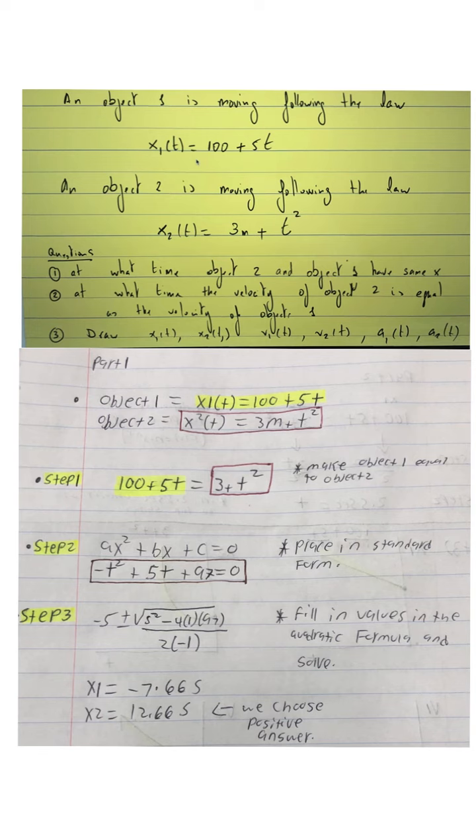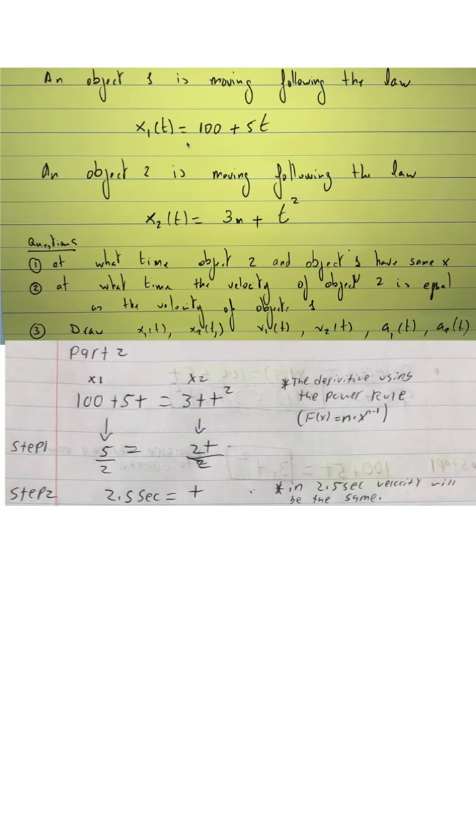Below, we can see that in the first step, we make object 1 equal to object 2. After that, we solve and place it in standard form. Following that, we fill in the values in the quadratic formula and we solve, and we go ahead and pick the positive answer since time can't be negative.